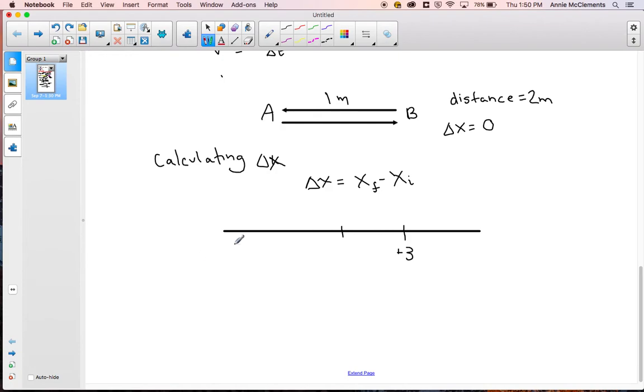Don't want graph paper yet. And you end at negative 3, right? This is 0. This is your x initial. And this is your x final. Your displacement is going to be delta x equals the final, negative 3 is your position, minus positive 3.